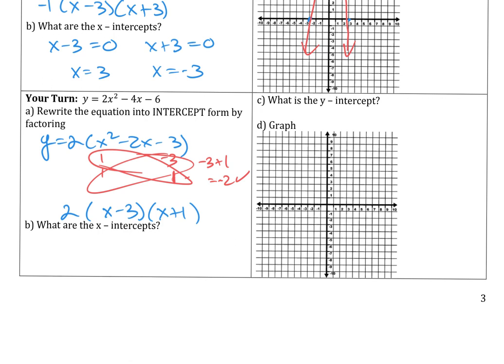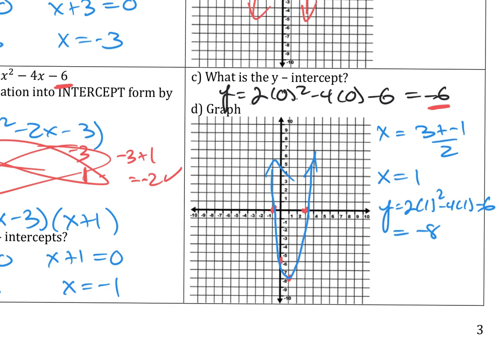When we go ahead and find our x-intercepts, again, we take those factors and we set them equal to 0. So we get x is equal to 3, and then we also have x plus 1 equals 0, which gives me x is equal to negative 1. Okay, go ahead and find the y-intercept and then attempt to graph this and check back in and see how you did.